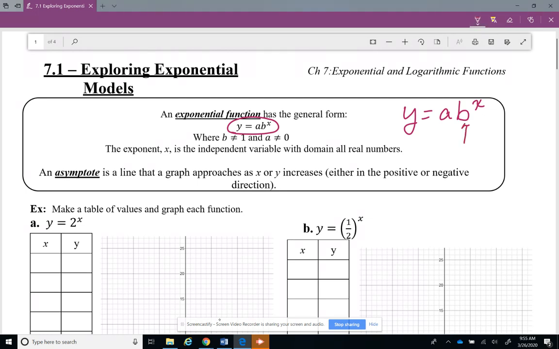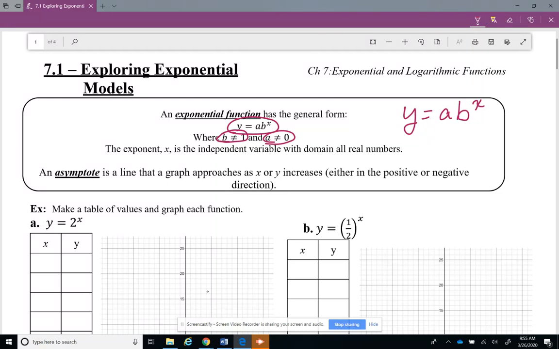b is the base. b cannot be equal to 1. Because if b was 1, and let's say x was 1, that would be 1. If b was 1 and x was 2, that would still be 1. If b was 1 and x was 3, that would still be 1. And so you wouldn't ever have a new problem. It would always be the same problem. And that's not the way it is. All right, so b cannot be equal to 1, and a cannot be equal to 0.